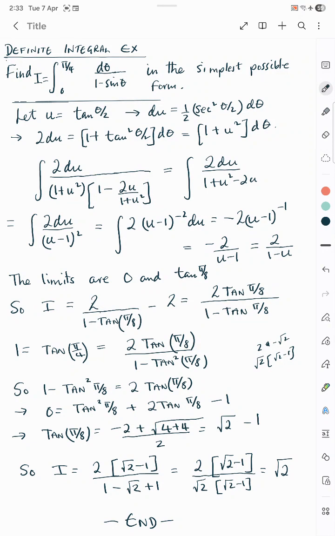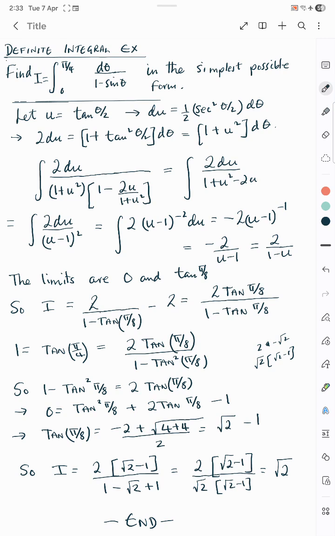Hello, in this exercise we're going to work out a definite integral, and the definite integral is the integral between 0 and pi upon 4 of d theta over 1 minus sine theta. We want the answer in the simplest possible form. Now, to find the indefinite integral is a fairly routine exercise.